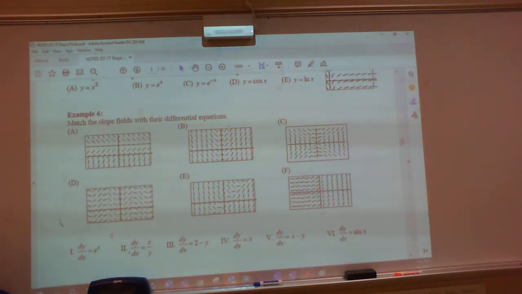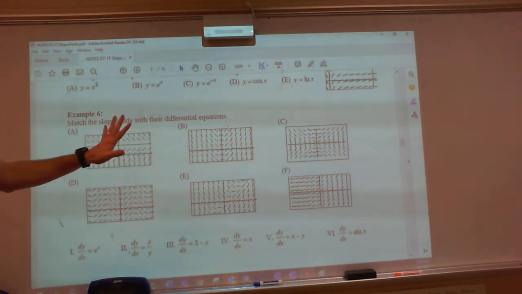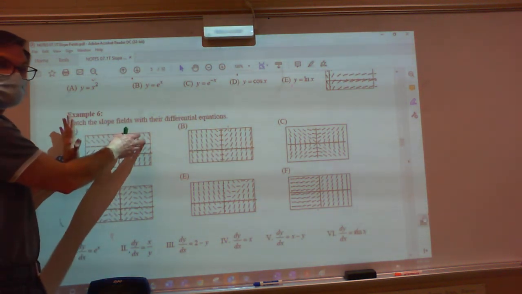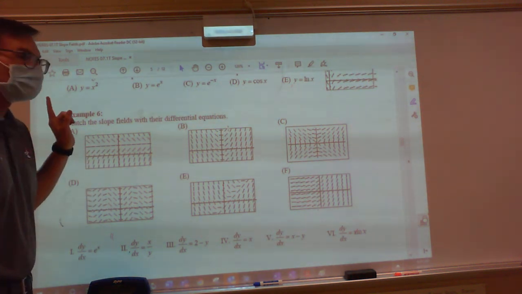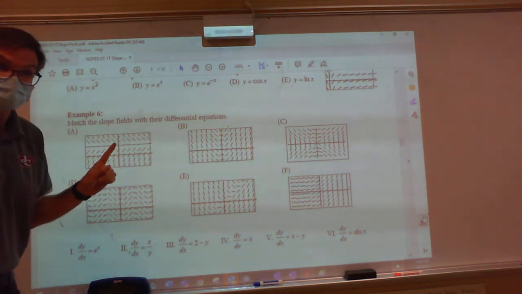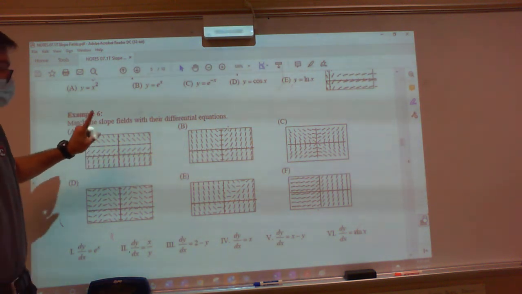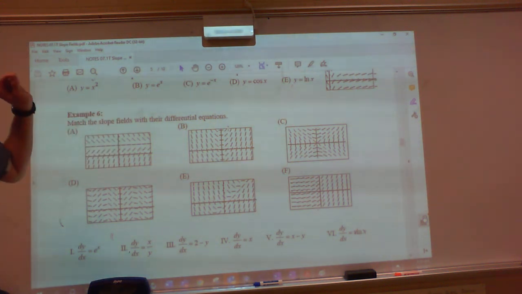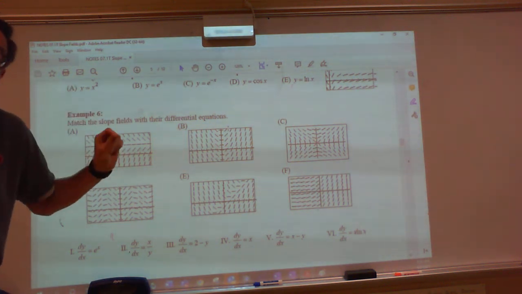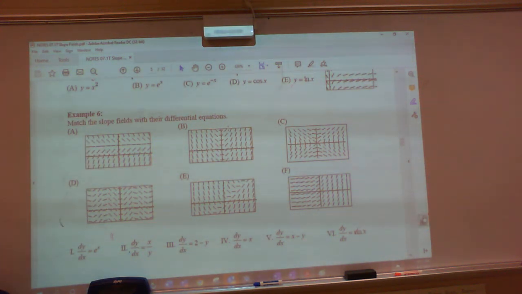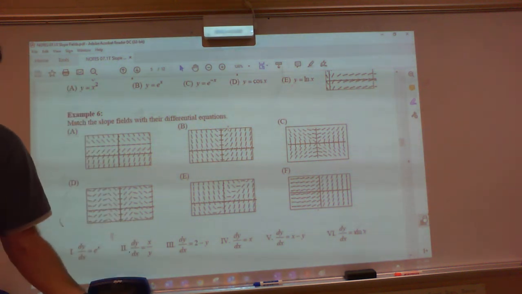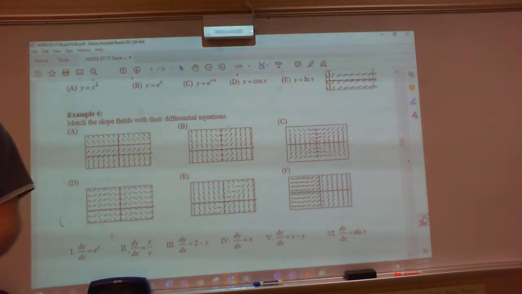Right? So what do you do? Right? How do you match? Right? Here's a slope field, here's our differential equations, how do we match? Well, the secret to this, right? The secret of matching slope fields to differential equations is, where is the slope 0? So in part A, where is the slope 0? At y equals 2. Does everybody see that?